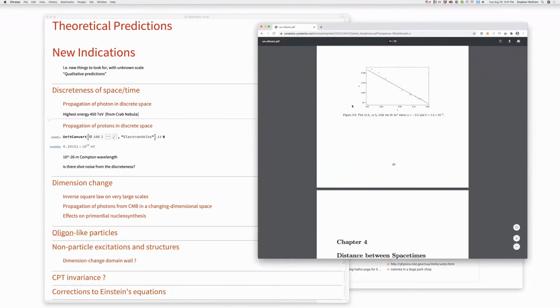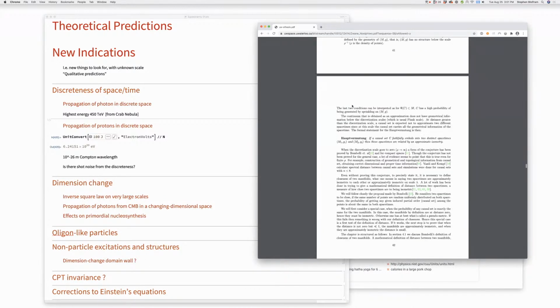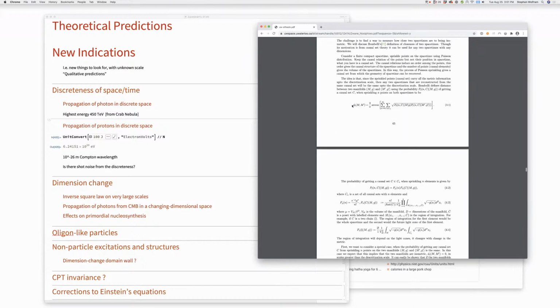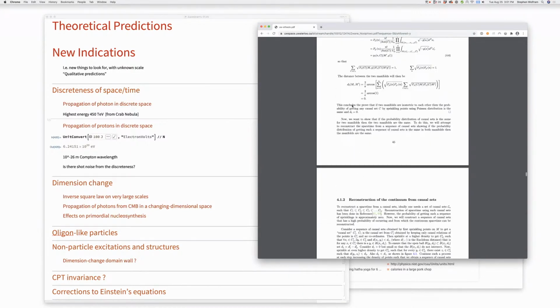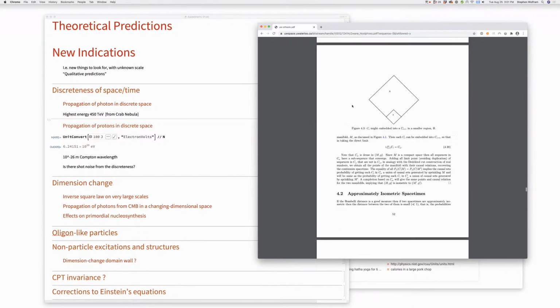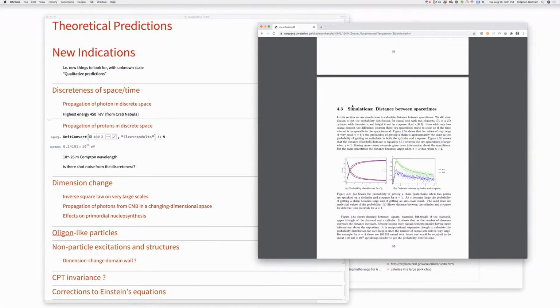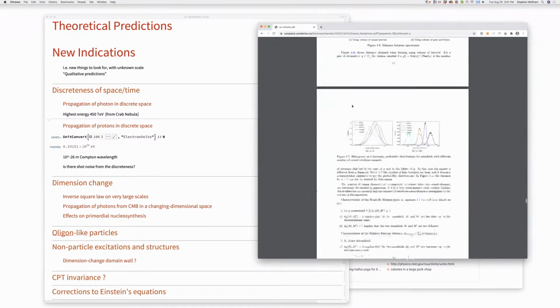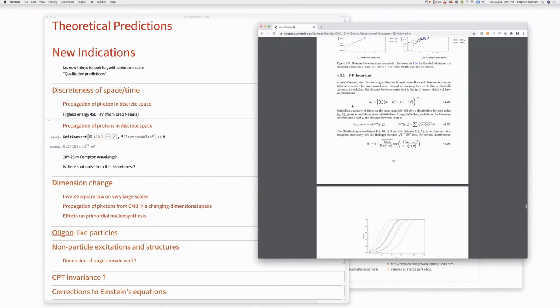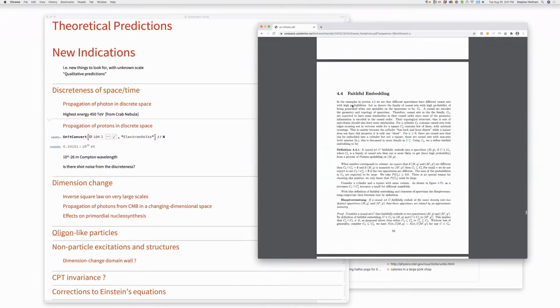I wonder what else they have to say here. Distance between space-times, okay. Great. So what can we measure from that? Yeah, okay, great. That's actually something we haven't looked at as much as we could, distances between space-times.